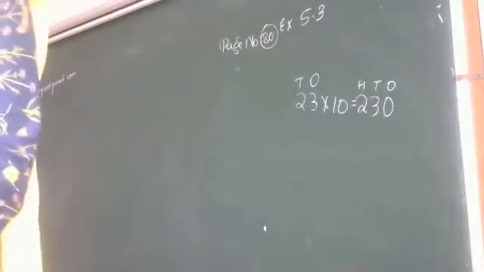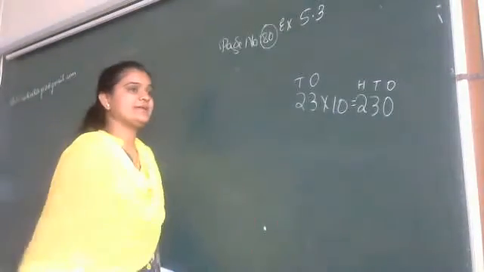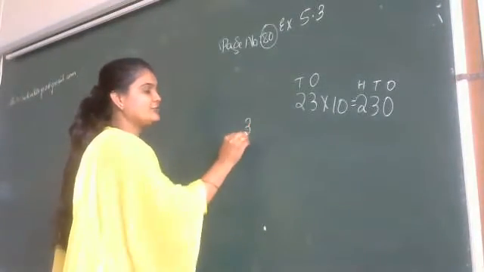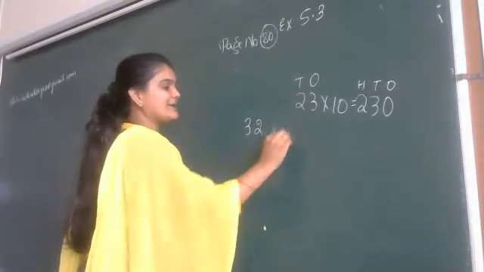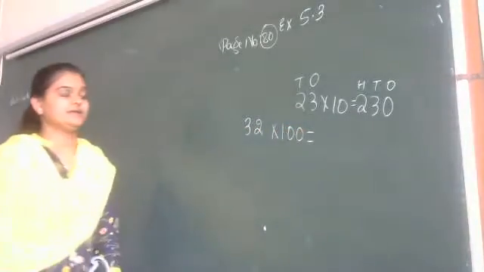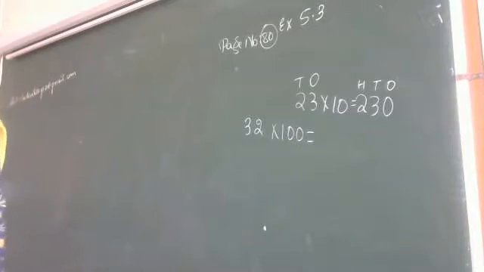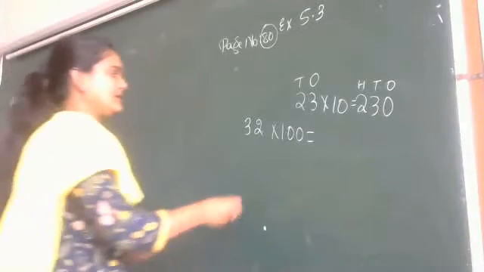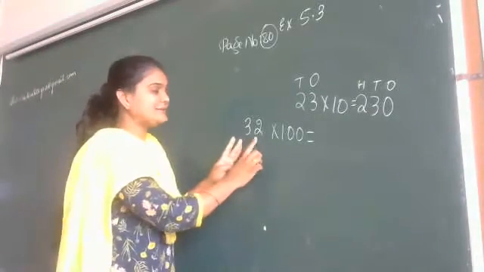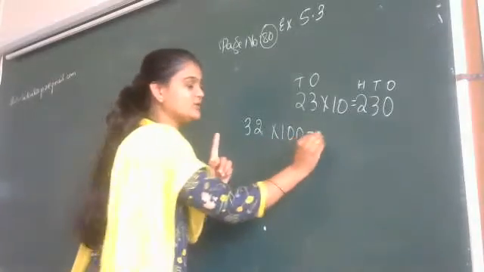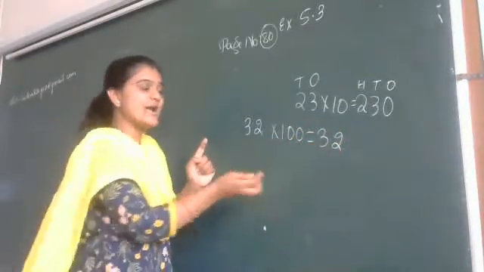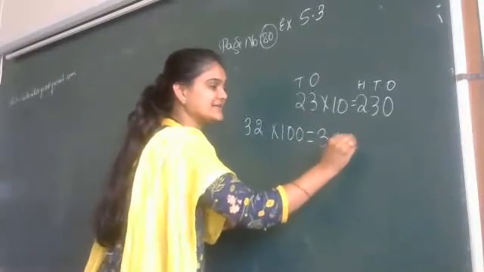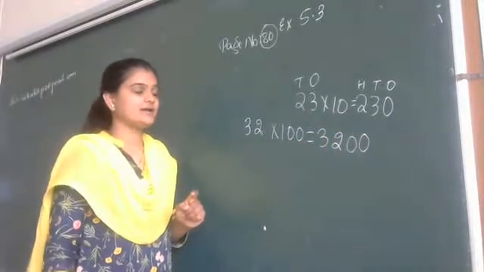Okay, so tell me what will happen when we multiply a number by 100. As written on page number 80, if you take 32 and multiply it by 100, what do you find, children? First we will multiply 32 into 1. 32 into 1 is 32 and 2 zeros will be kept as it is.